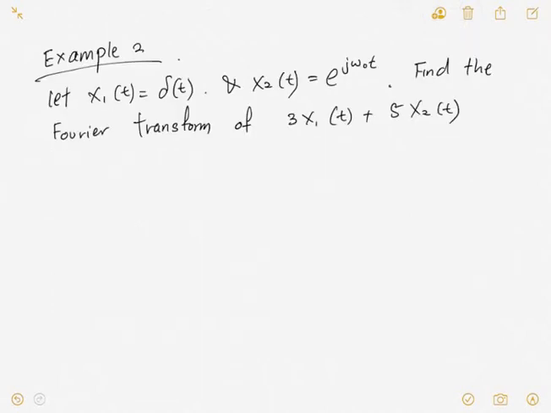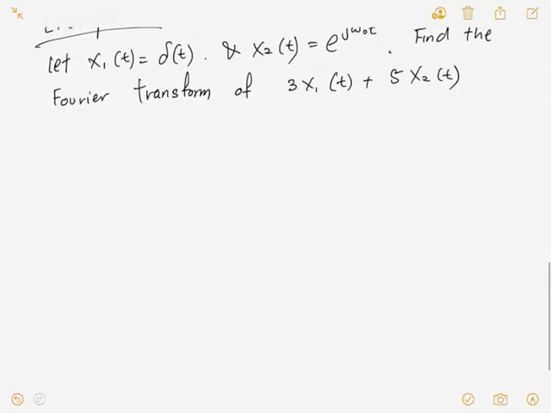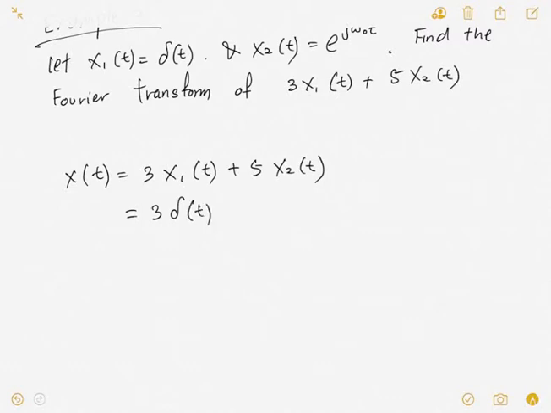Okay, class, let's look at another example. If you have x1 equal to delta t and x2 equal to e^(j omega naught t), find the Fourier transform of 3x1(t) plus 5x2(t). So you have x(t) equal to 3x1(t) plus 5x2(t), where x1 is delta t and x2 is e^(j omega naught t).